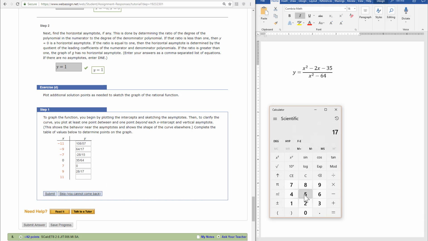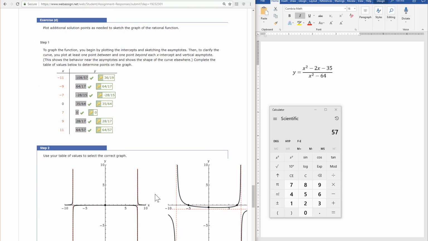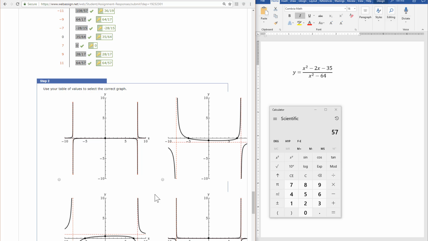And then putting in a positive 11, we're going to get 121 minus 22 minus 35, which is positive 64. And then in the denominator, 121 minus 64 is 57. Okay, so those are our values. Again, the more important part is checking to make sure they're positive and negative, because once you're drawing the graph, you can kind of see these graphs pop up. All right, so select the correct graph depending on your table.